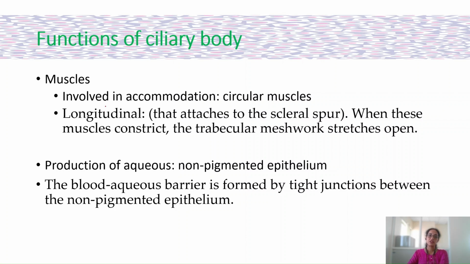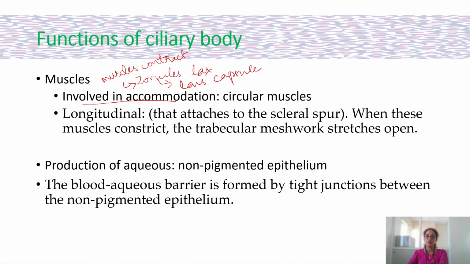So what are the functions of ciliary body? It's an important structure. The circular muscles are involved in accommodation. Whenever these muscles contract, the zonules become lax. So remember, it's the opposite. When the muscles contract, the zonules become lax and the lens capsule also becomes lax.